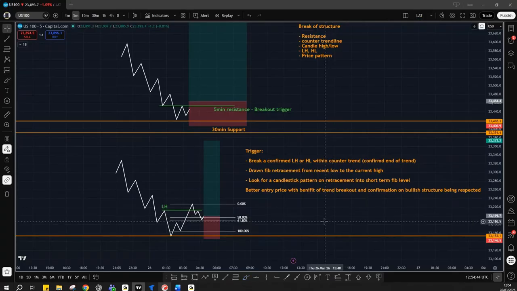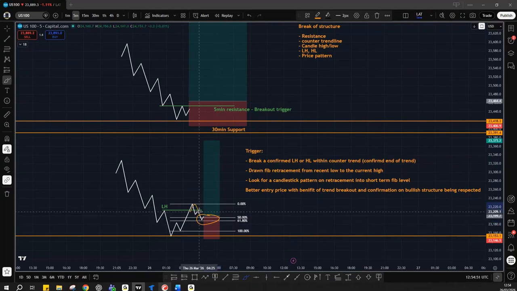There's a few more steps to this, obviously. It's a little bit more involved, and you do run the risk that this market does not pull back into that level. It just goes up and keeps going up. So you do run that risk.